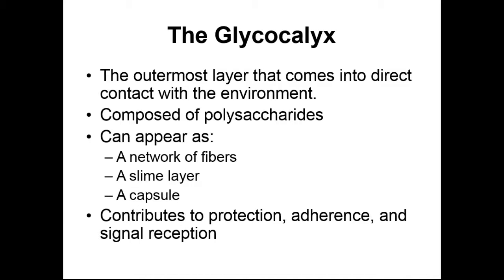Around the surface of the cells, we have the glycocalyx. Just like with the bacterial and archaeal cells, the glycocalyx is the outermost layer that comes in direct contact with the environment. It has a lot of polysaccharides. It can sometimes appear as a lot of fibers that are interlinked with each other. Sometimes it's very slimy in appearance, or sometimes it's more waxy in appearance, forming a capsule. The glycocalyx allows cells to adhere to each other, adhere to a substrate, and process intercellular signals.